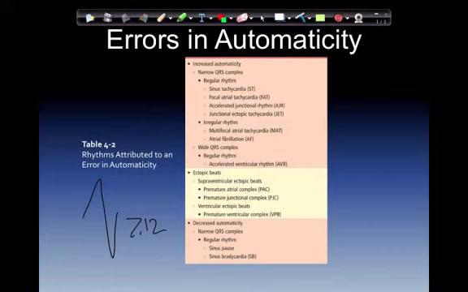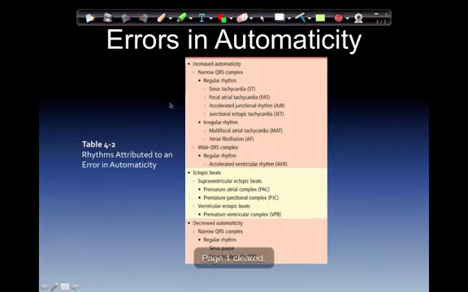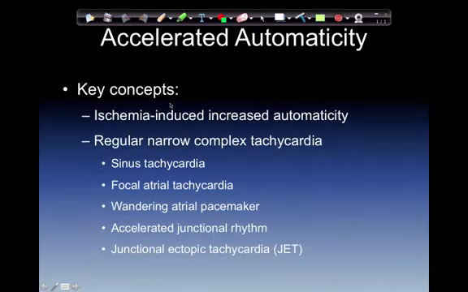Decreased automaticity, narrow QRS complex, regular rhythm. We can either have a sinus pause, where the sinus node just says, I'm going to sit this one out, or sinus bradycardia, which would be a sinus-originated beat less than 60 beats per minute. Now, if you're having problems identifying these, please look back through the basic EKG lectures and sections and be sure that you can identify these rhythms. Accelerated automaticity, we're going to talk about in this section.